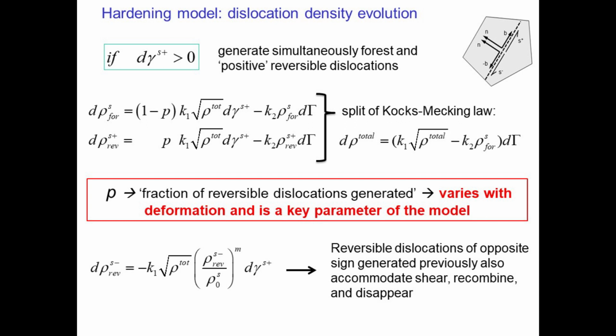I'm not going to go into details of why it has this form, but this term has to do with how many reversible dislocations are in that system. If I don't have reversible dislocations in that system, it is not going to contribute anything. But if these dislocations were generated during a previous process, then when I reverse, they get used up.